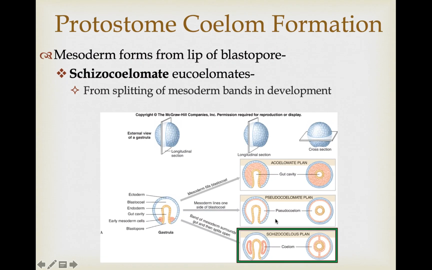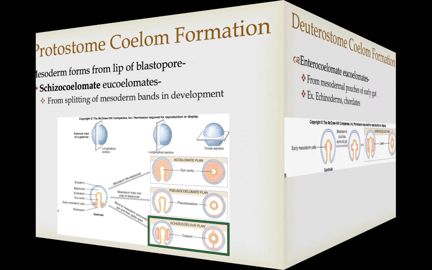But one way to form a eucoelom is, again, by having these mesodermal bands that are derived from the lip of the blastopore expand and surround the entire cavity and line both the endoderm and also line the ectoderm to produce this entire peritoneal lining of this fluid-filled eucoelomate condition. And again, this is the schizocoelomate formation. This is the schizocoelomate condition of a eucoelomate, and this is typical of most protostomes.